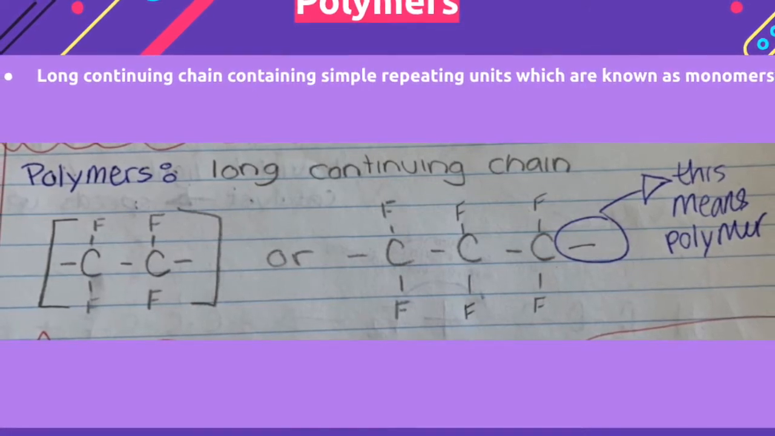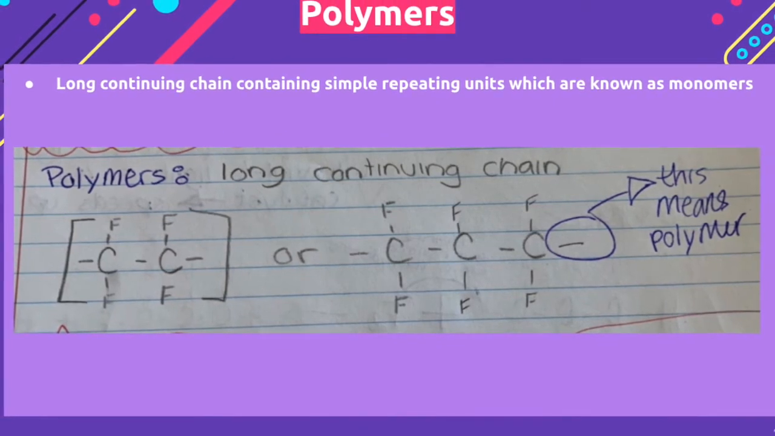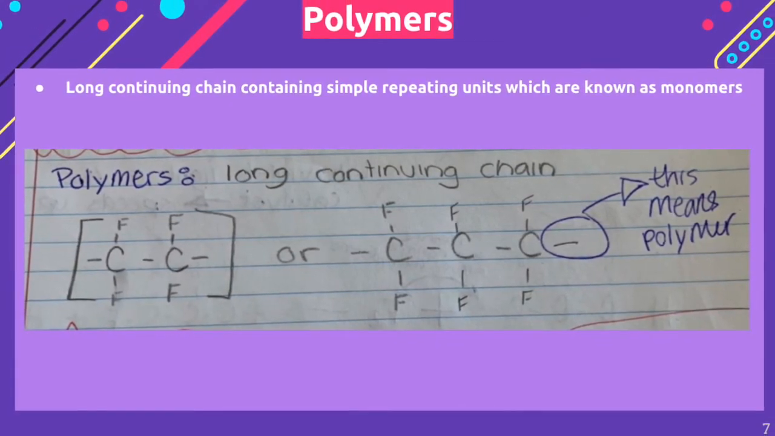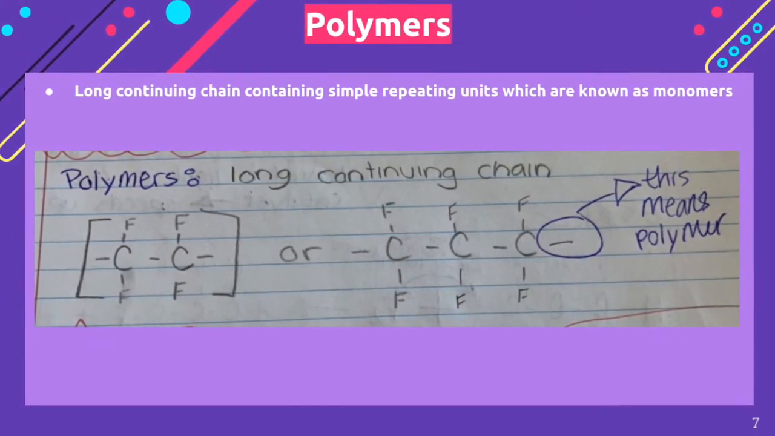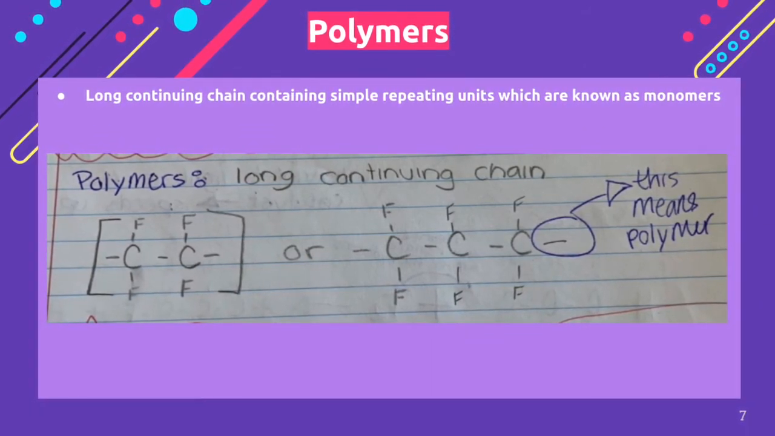Next is polymers. These are long continuing chains containing simple repeating units, which are known as monomers. In order to tell if you have a polymer, there'll be square brackets around your compound, or you can see that it is repeating like in the photo.